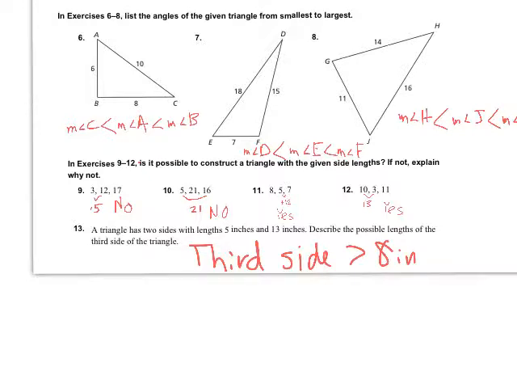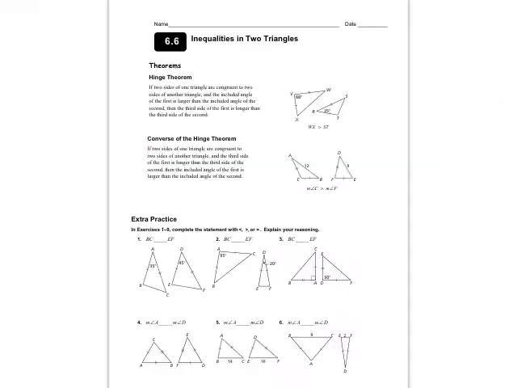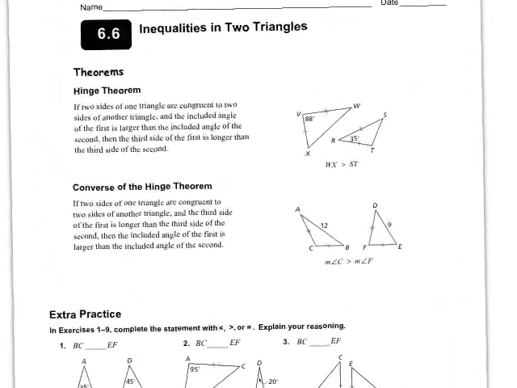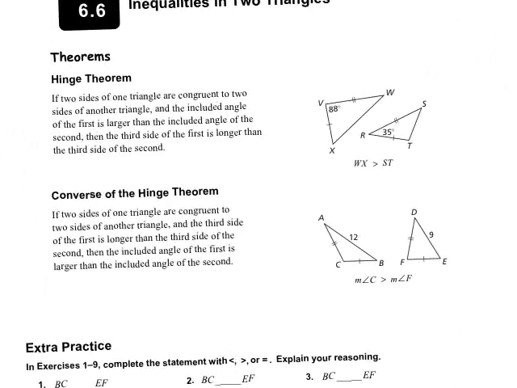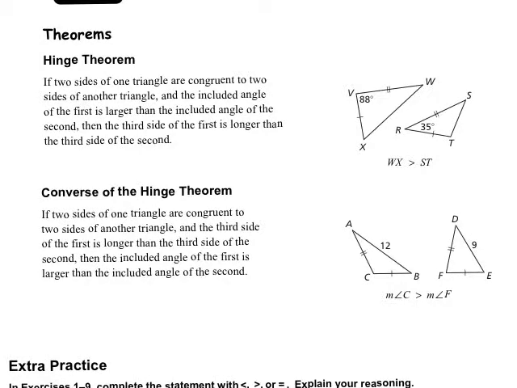Okay, let's go to the second section of notes. Not any harder here. We're just now looking at inequalities with two different triangles, okay? And we have a couple different theorems that help us out when we're trying to compare two different triangles. So the hinge theorem. The hinge theorem basically tells me that if I have two triangles that have two sets of congruent sides, then the angle in between them determines which has the bigger third side.